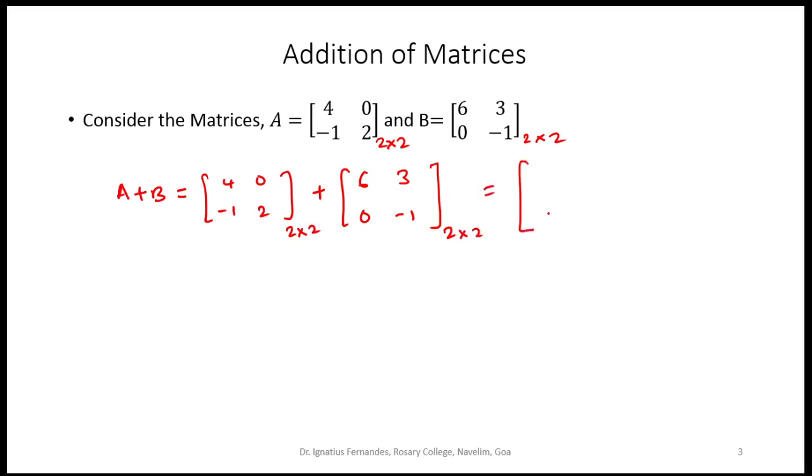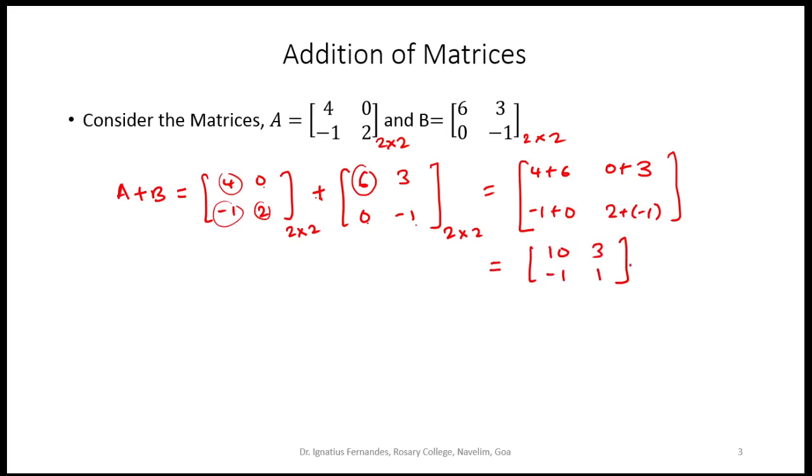To add the two matrices, what you will do is you will add the respective position. So 4 plus 6, 0 plus 3, minus 1 plus 0, and 2 plus minus 1. So what I did was I added the values in the respective positions for these matrices to be added. So what I'll get is 10, 3, minus 1, 1.